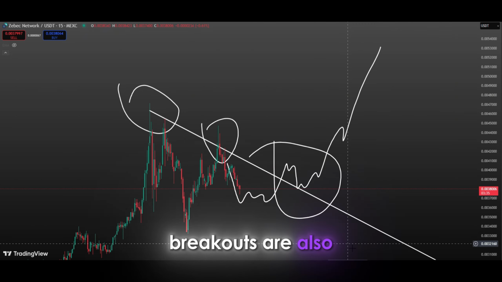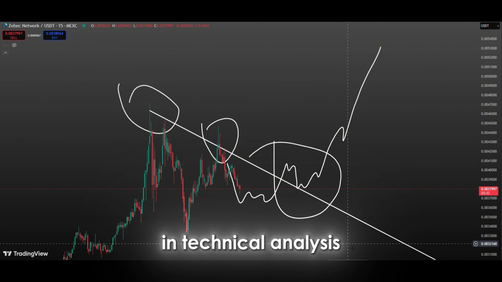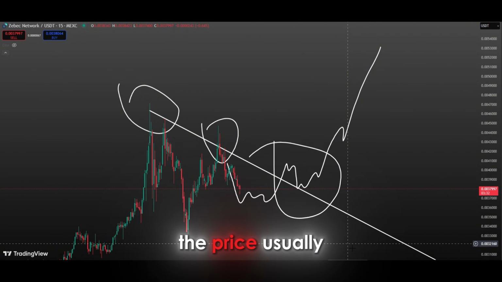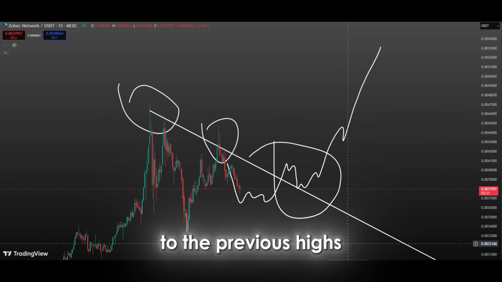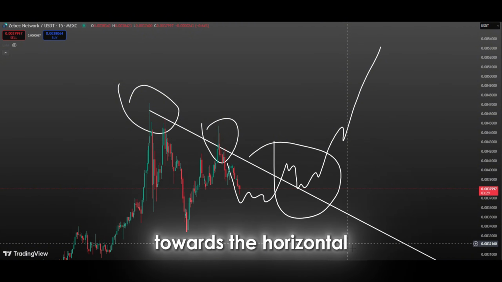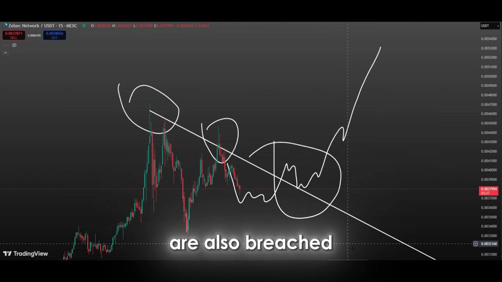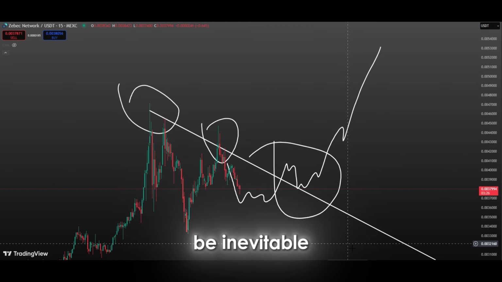Downtrend breakouts are also important for pattern-based targets. This is because in technical analysis, when a trend line is broken, the price usually tends to rise to the previous highs after the breakout. In this case, if the price breaks the downtrend, it has the potential to head towards the horizontal resistance zones that have been tested in the past. If these areas are also breached, new highs may be inevitable.